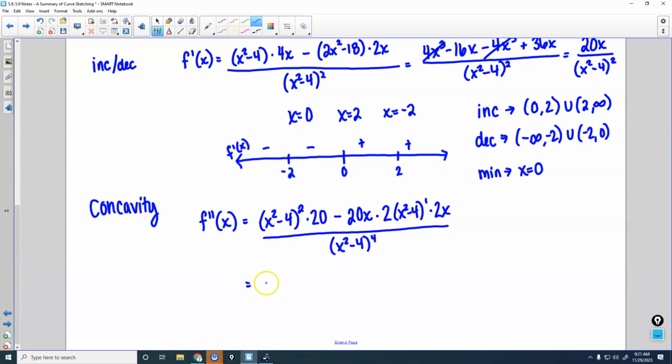We're almost there. Alright, so 20. None of the rest of these are this long, I promise. We've got 2x times 2 times 20x. That's going to give us 80x squared.